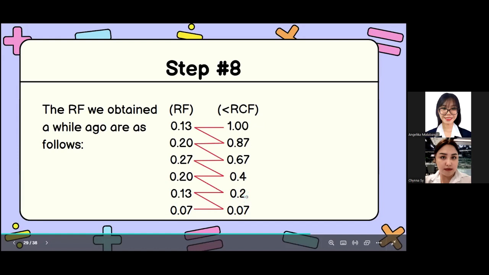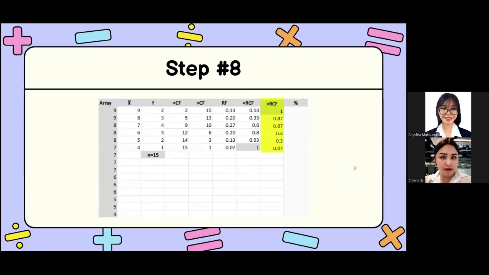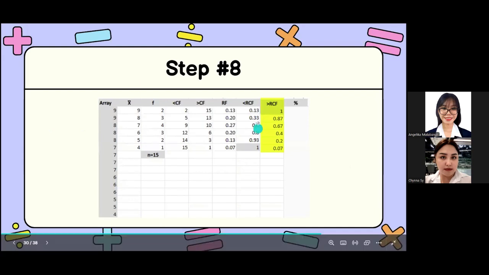Tapos, 0.2 plus 0.20, we have 0.4. Then 0.4 plus 0.27, we have 0.67. Then we add 0.20, we will have 0.87. Then 0.87 plus 0.13 will have 1.00 or 1. Ganito siya sa table.